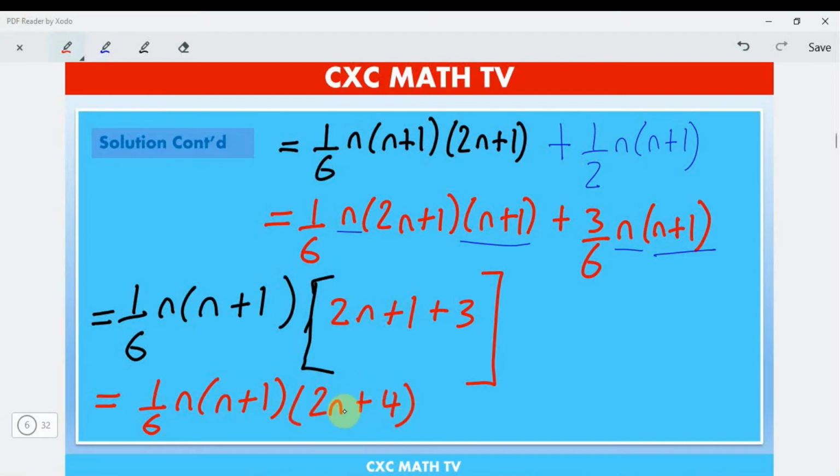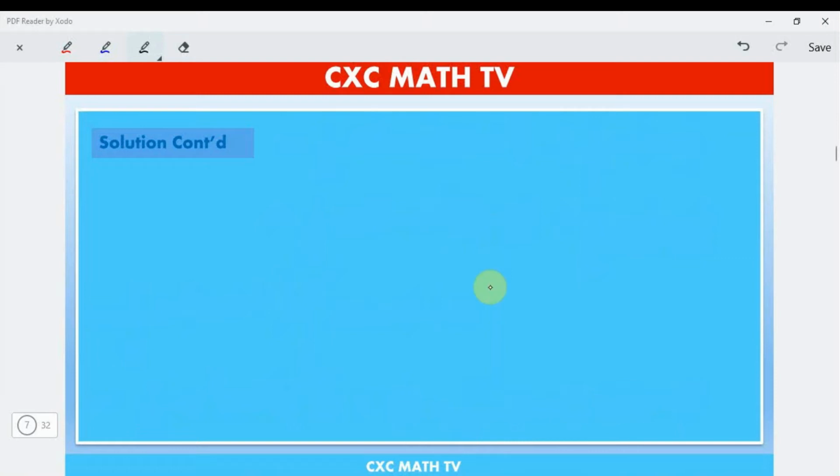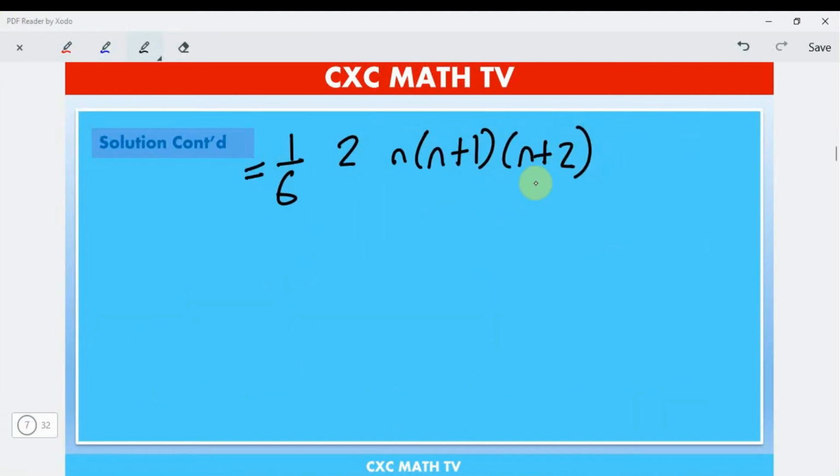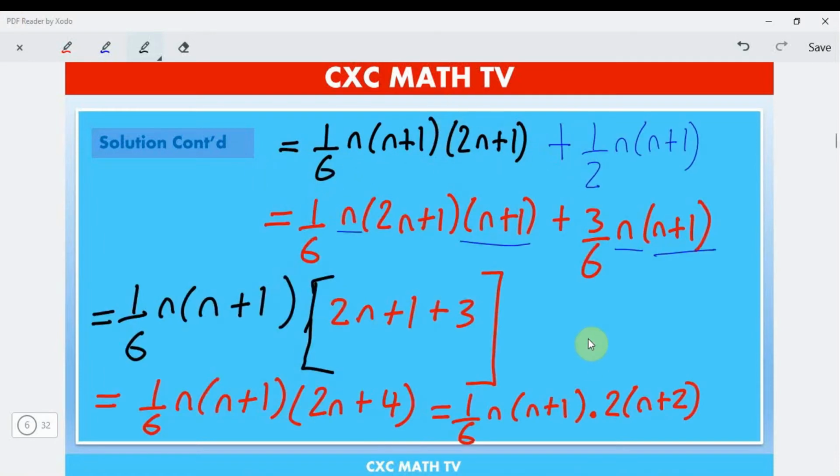Now, if you observe this 2n plus 4, can't we factor out a 2 from that? We can rewrite this as 1/6 n times (n plus 1) times 2 times (n plus 2). Now remember that multiplication is commutative. So this 2 right here, we can bring all the way over to be 1/6 times 2 times n times (n plus 1) times (n plus 2). I put a dot to represent the times. All I did was move the 2 from here over to here, because multiplication is commutative.